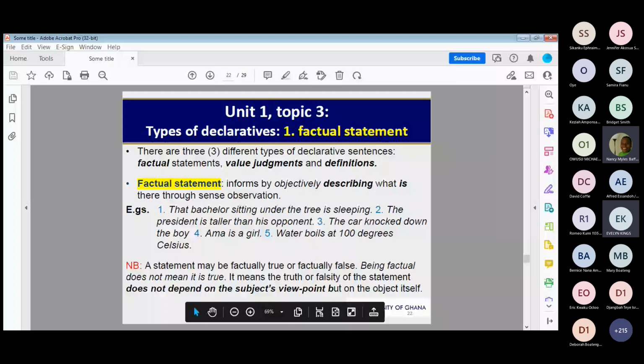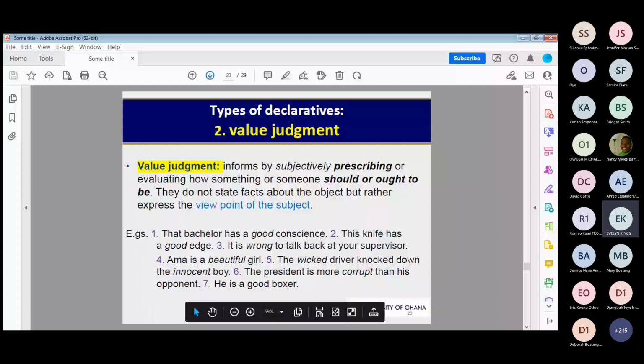The second one is called value judgment. That is also a type of statement. But that one depends. The truth or falsity depends on who is speaking, their perspective, their cultural background, the values that they hold on to, etc. Okay? So I can say Amma is a beautiful girl.